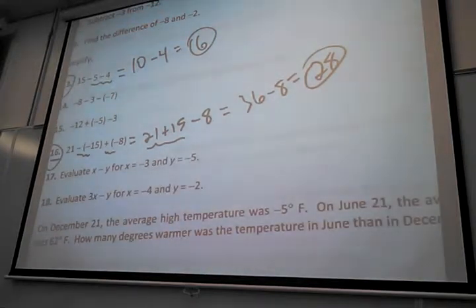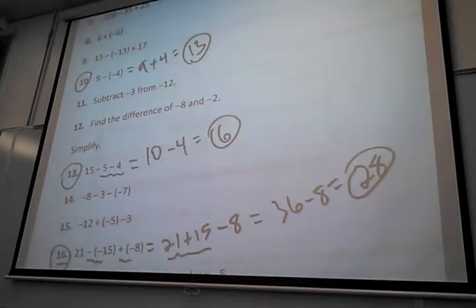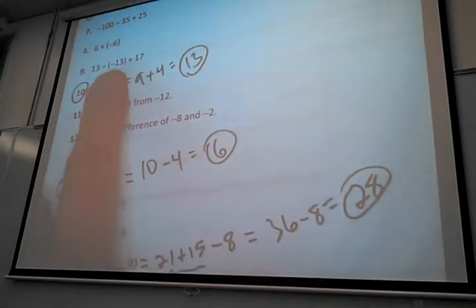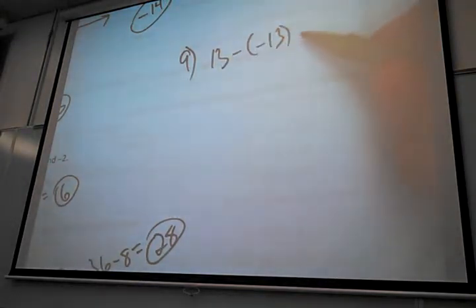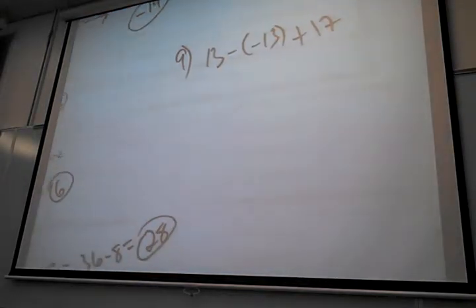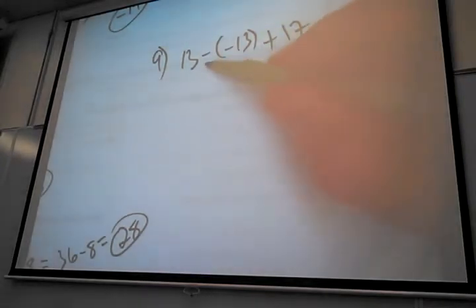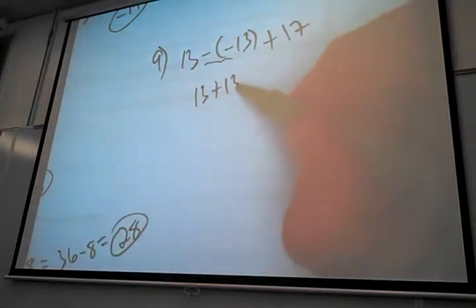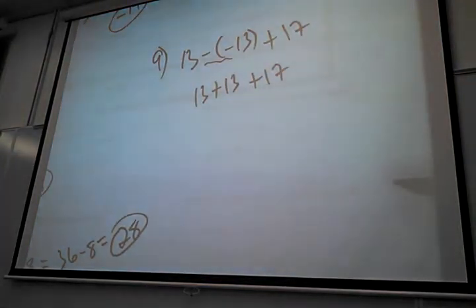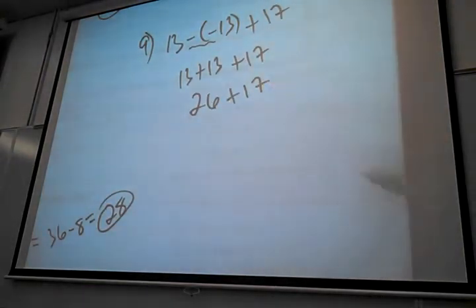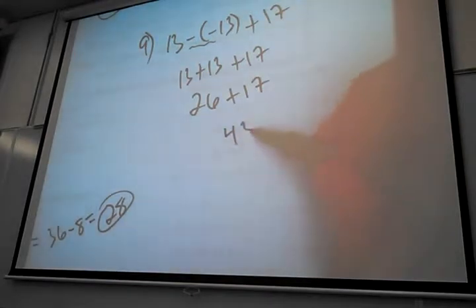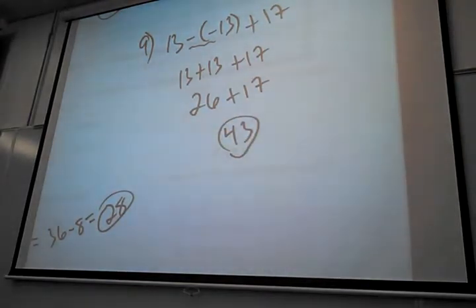Can we do number 9? Alright, let's do number 9. It says 13 minus negative 13 plus 17. The first thing I can do, 13 plus 13, 26. 26 plus 17, 43. I like it. Yes, sir.